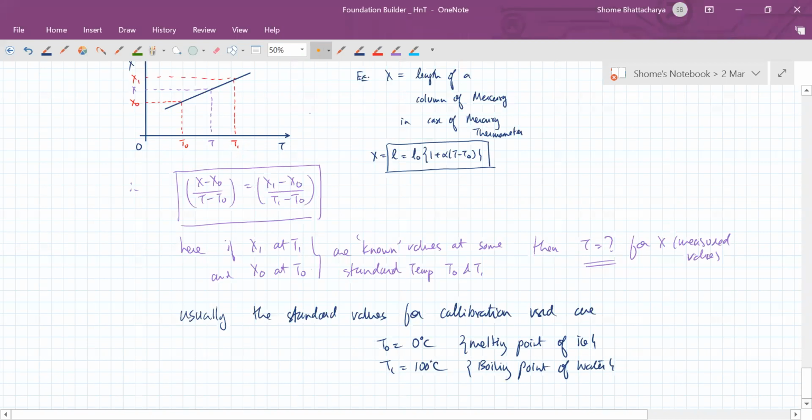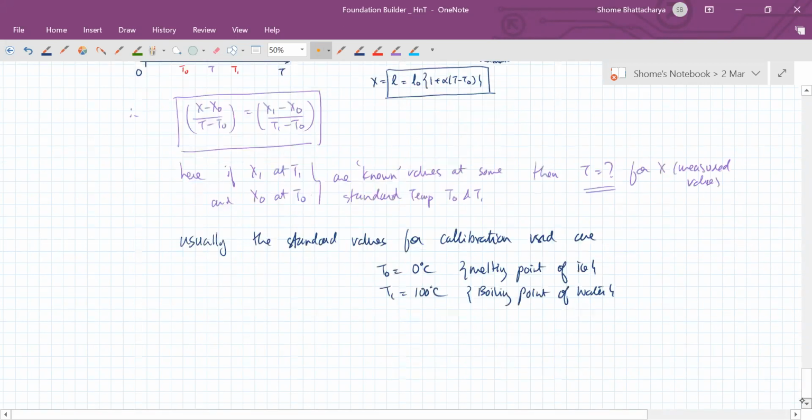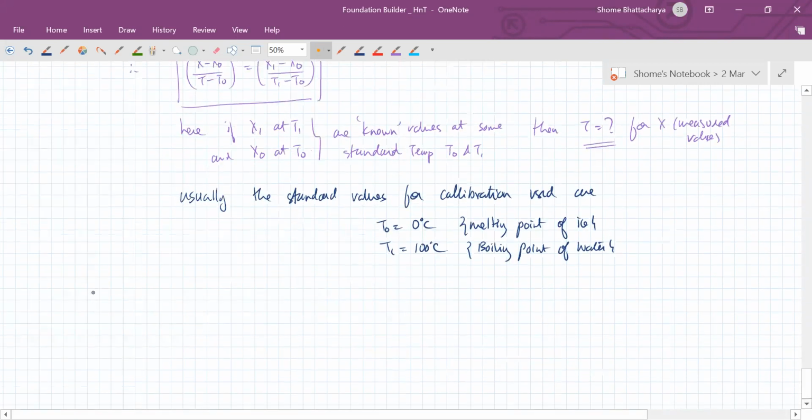To dip the thermometer into melting ice, so achieve a temperature of 0 degrees C is very easy. And to dip the thermometer into a boiling pail of water at 100 degrees C. So it's very easy to achieve this at a practical level. So these are the standard values that we use in this equation. Okay.